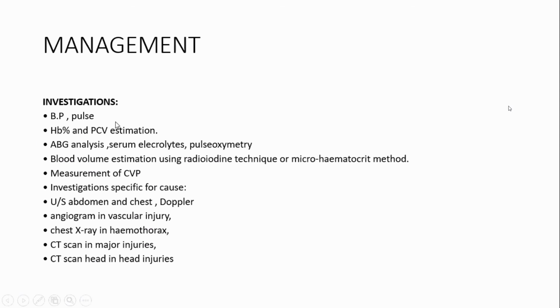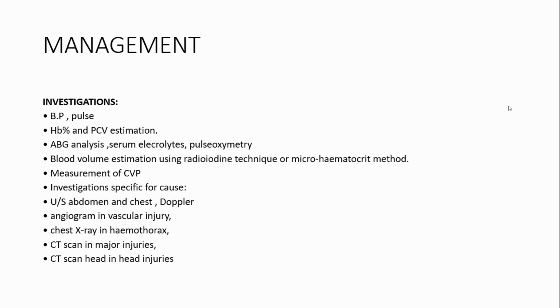First, we need to investigate blood pressure, pulse, examination, hemoglobin, PCV, and ABG analysis to see if the patient has acidosis or not, because in shock the patient will have a cellular response and hypoxia will be there. So we need to do ABG, blood volume estimation, measurement of central venous pressure, and ultrasound of the abdomen and chest to look for any ongoing hemorrhage in the chest or abdomen.